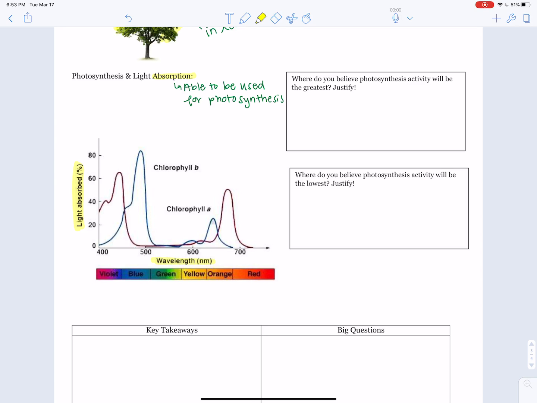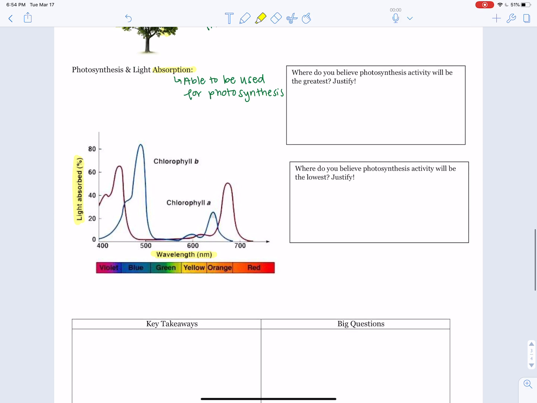Similarly, we see the wavelength of light on the bottom, and it correlates to our colors. So green is about 500 to 600, 575-ish nanometers, right? Red is like 650 plus, okay? And so this helps us to understand when photosynthesis happens most efficiently. So I'm not gonna pause it, but you should pause the video and try to answer these questions based on this idea of light absorption. Where do you believe photosynthesis activity will be the greatest? And then I want you to justify it. And where do you think photosynthesis activity will be the lowest? And then you should justify it.